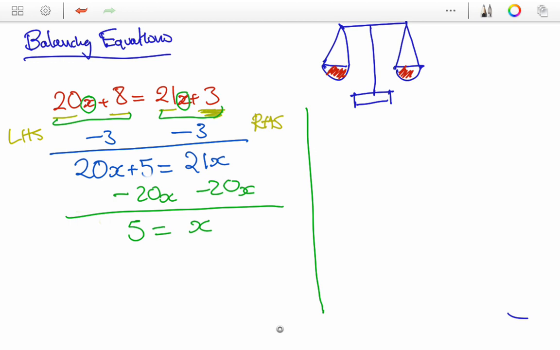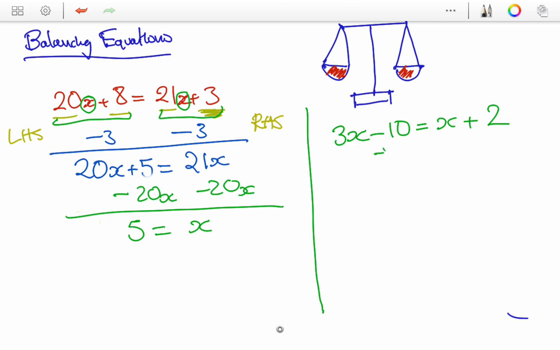Let's have a look at one more, and if you think you can, go ahead and try it ahead of me. So let's try 3x minus 10 is equal to x plus 2. You might want to pause and have a go. Right, so I'm going to first of all go for the x.